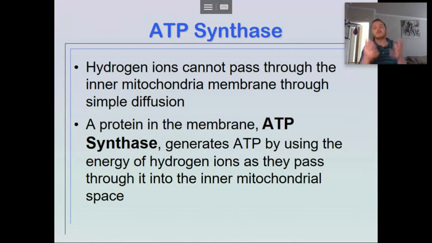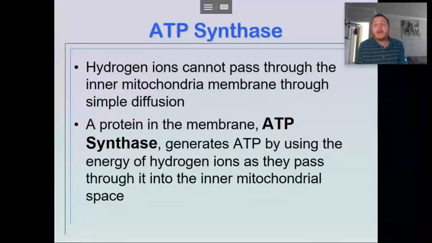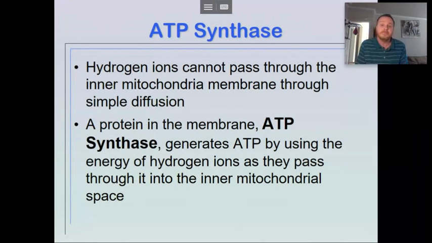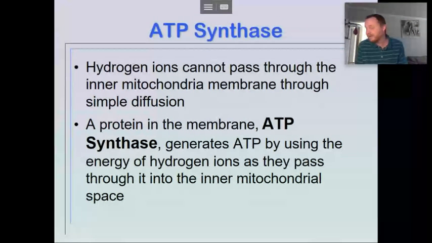Right? So the hydrogen ions, these H's, really just protons, cannot just pass directly through the mitochondria membrane. They're just kind of trapped in between those two membranes. They just build up. There's a protein that's embedded within the inner membrane of the mitochondria that allows those hydrogens to move through. That's called ATP synthase.